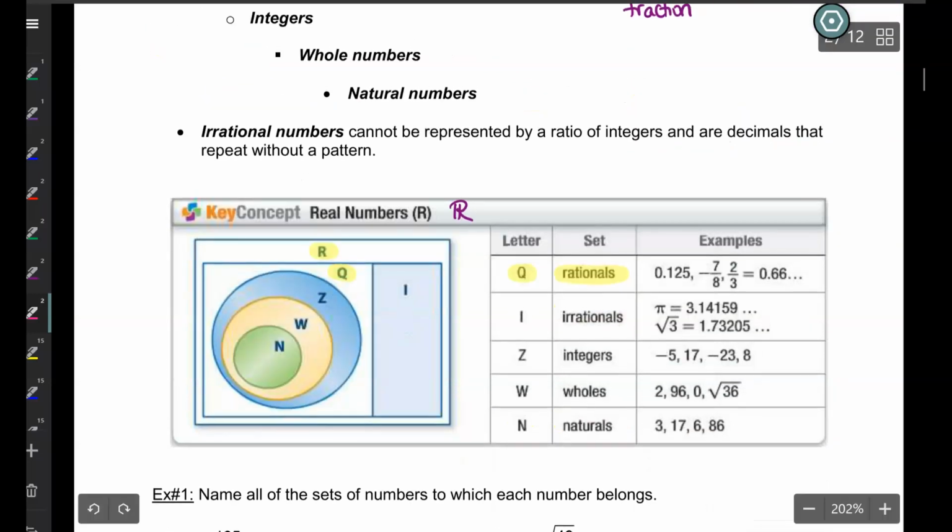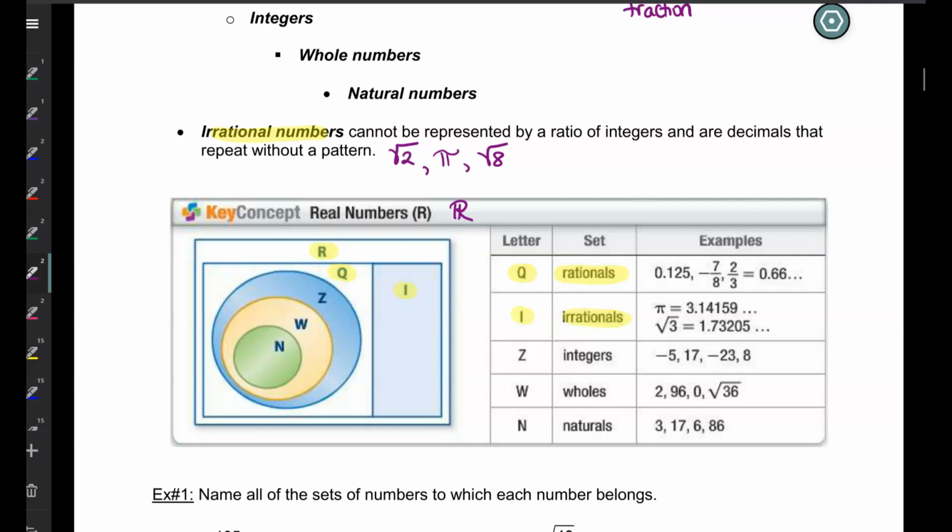Let me take a moment to do irrational numbers. These cannot be represented by a ratio of integers, they are decimals that don't end. So basically, the square root of 2. I'm just going to write some examples. Pi, the square root of 8. I know I can simplify the square root of 8 to 2 root 2, but it still has a radical in it.